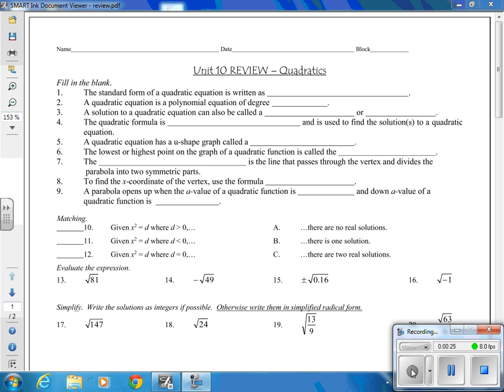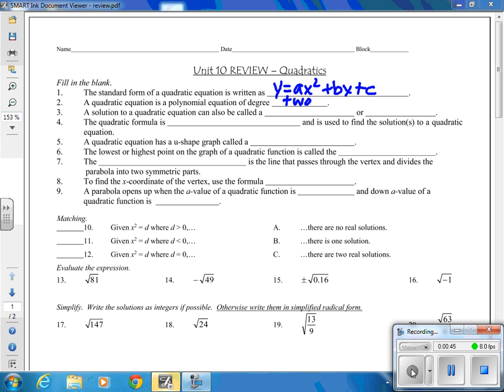For number 1, the standard form of a quadratic equation is written as y equals ax squared plus bx plus c. And you do need to have the y equals part in front of that. Number 2, a quadratic equation is a polynomial equation of degree 2. Quadratic means power of 2.